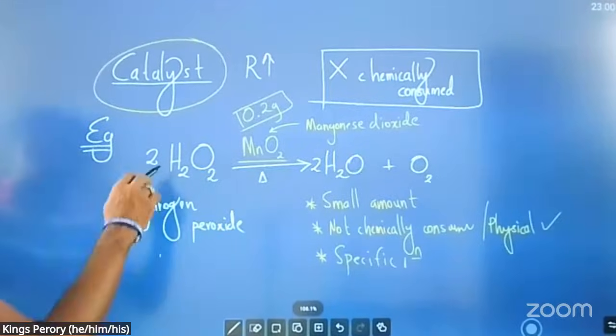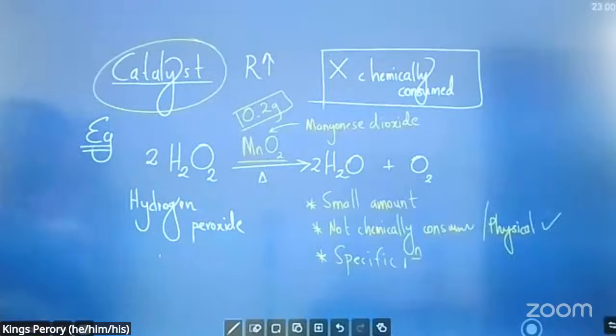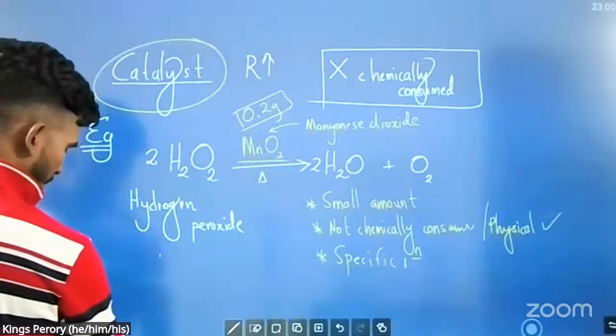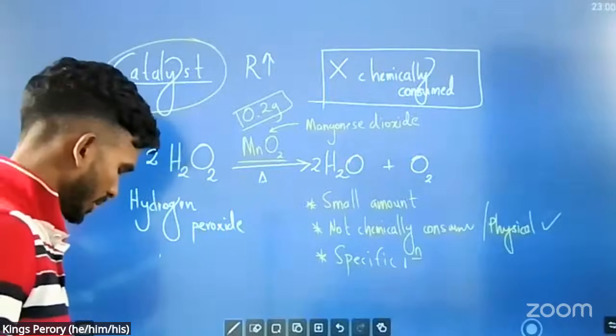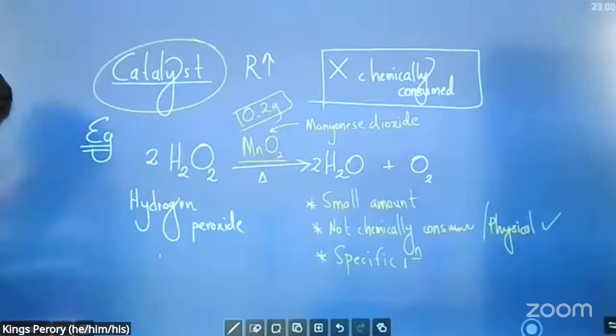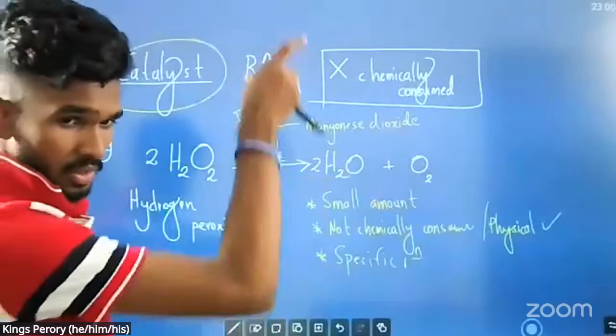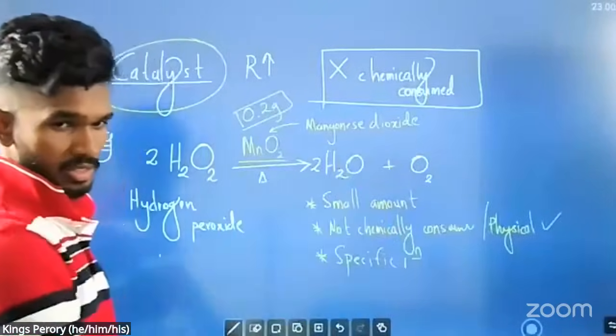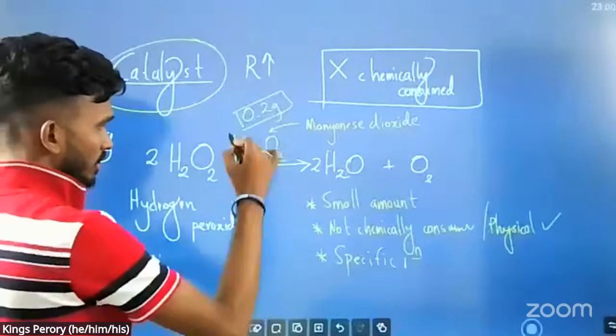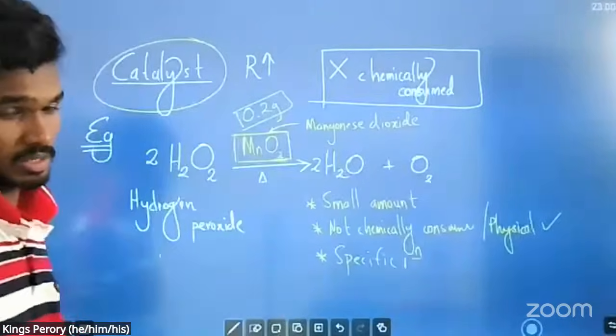Only the hydrogen peroxide catalyst is in our syllabus. You don't need to know all the catalysts. There are some industrial catalysts that you need to memorize separately. That's in the textbook. Take your rate of reaction textbook, on the last page you can see some industrial catalysts. Memorize those. Other than that, memorize manganese dioxide as the catalyst for the hydrogen peroxide reaction.